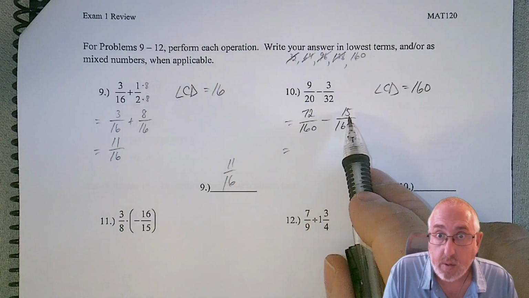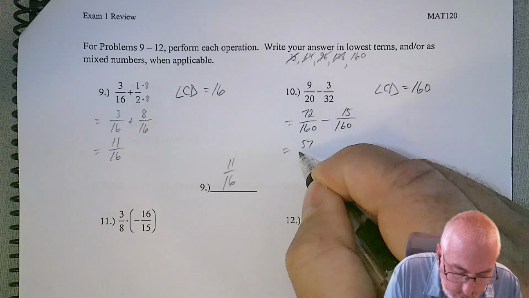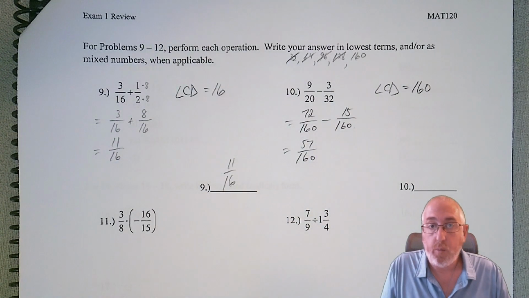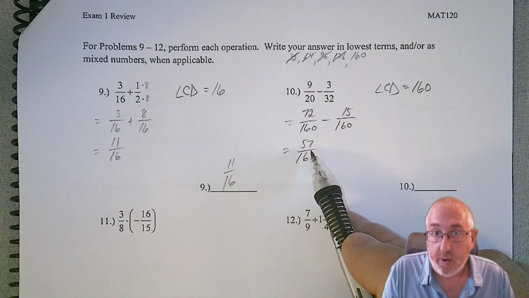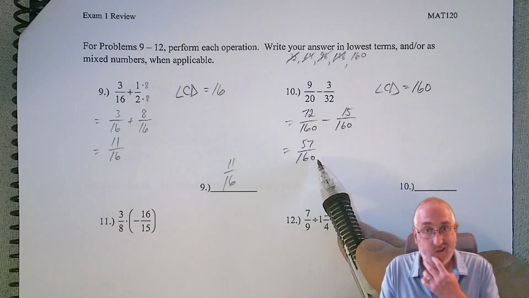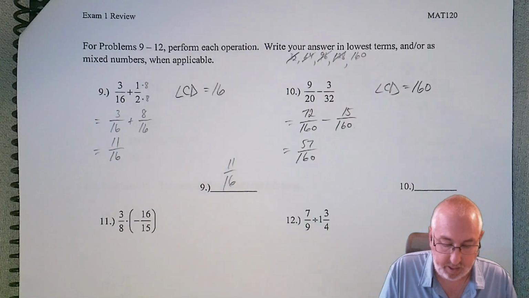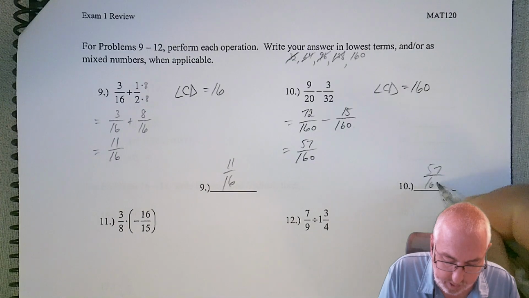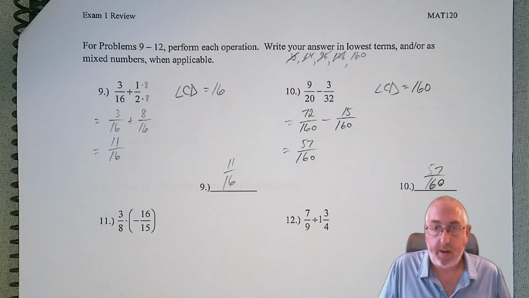And now we can subtract those. So 72 minus 15 would be what? 57, looks like. So 57 over 160. Now the only other thing you should check is, can we reduce that down? Are there any factors of 57 that divide evenly into 160? I would say the answer is no. So there's nothing in here that would divide evenly into here. So this is your answer. And make sure you write it legibly. There you go. That's a little better.